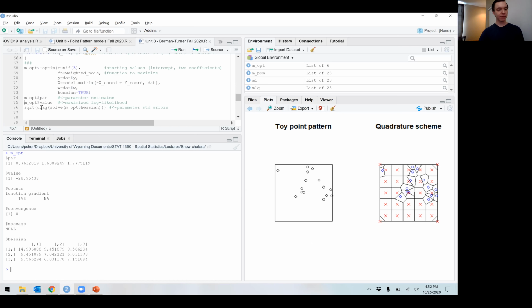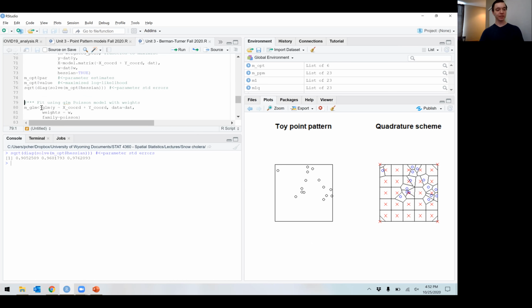I have to do something with the Hessian to produce standard errors. I don't want to focus on this too much, but here are my standard errors. I'm simply inverting the Hessian matrix, taking its diagonal, and taking the square root, because standard errors are not variances, standard errors are standard deviations.